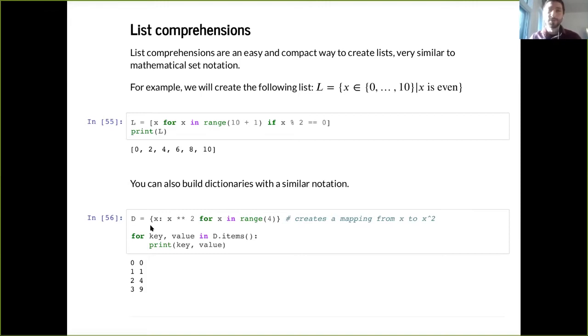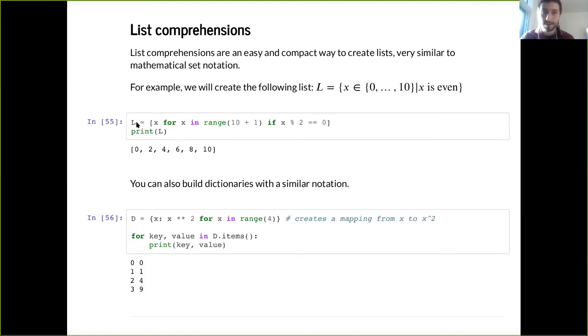Now, a really cool feature of Python is list comprehensions. I am not aware of any language that has it. List comprehension is an easy and compact way to create lists, very similar to how we write set notation in mathematics. So for example, you can see this expression here. L is the integers between 0 and 10, such that x is even. You can write something very similar in Python, which is shown in this block here.